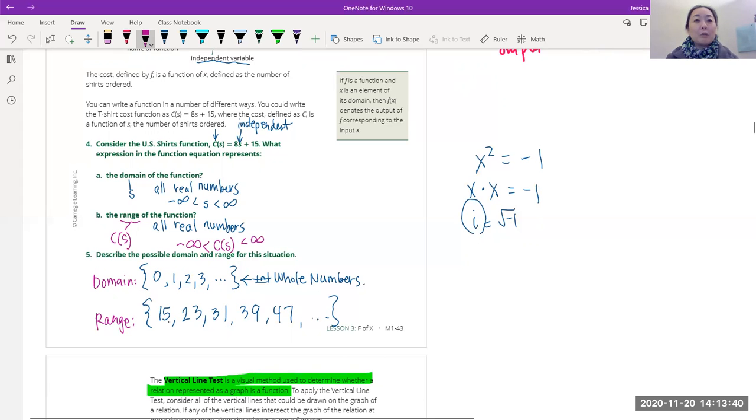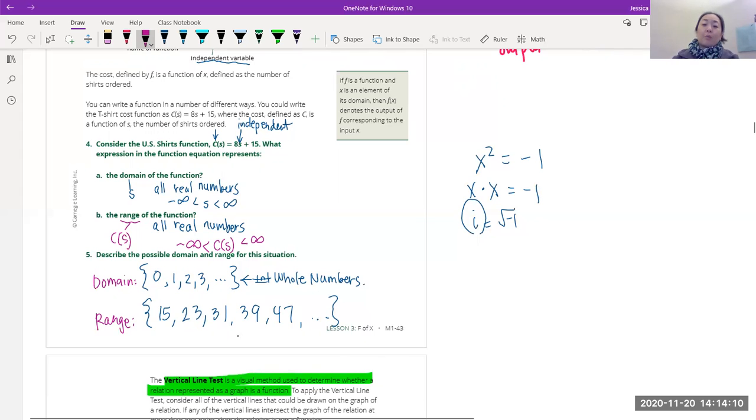And then what is the range? What's our smallest number possible? Well, $15, and then it's going to be 23, 31, 39. How did I get those other numbers? Well, remember, if we added 1 shirt, that's going to be $15 plus the $8 that it costs for the shirt. So that would be $23. And then what if I wanted 2 shirts? Then that's going to be my 31. So you just add another 8. Just keep on adding 8 to this.